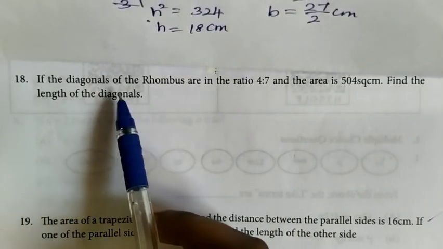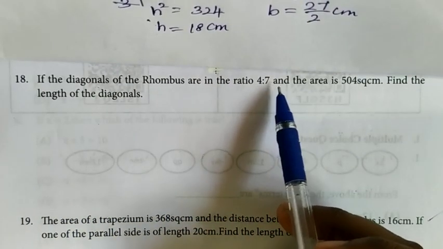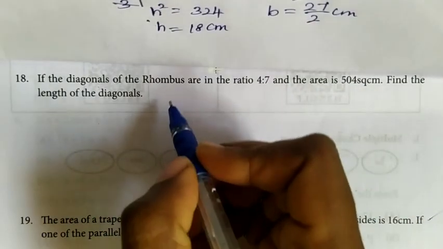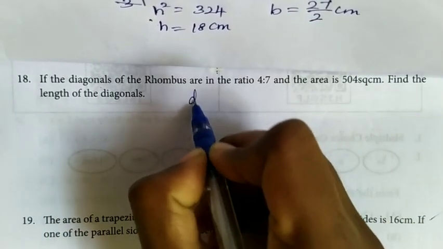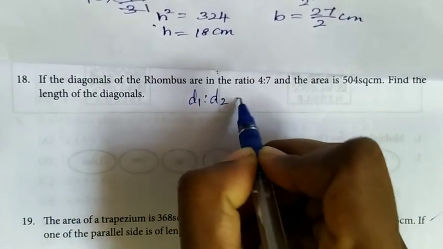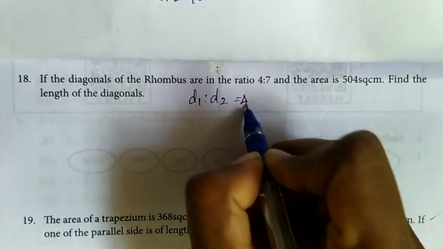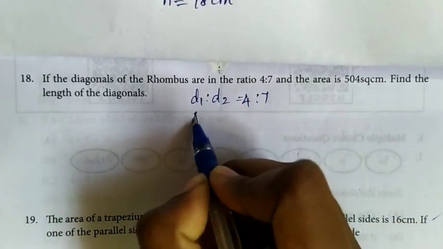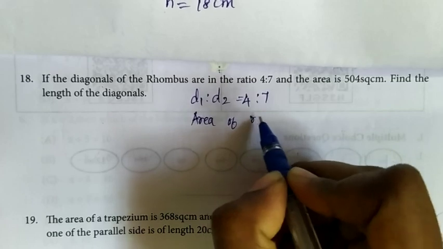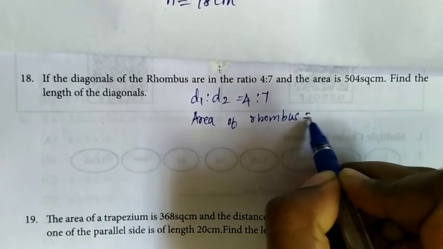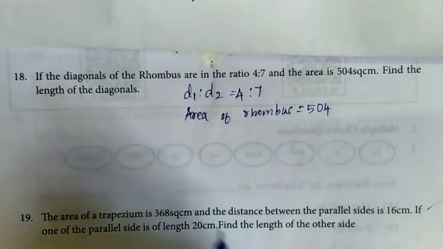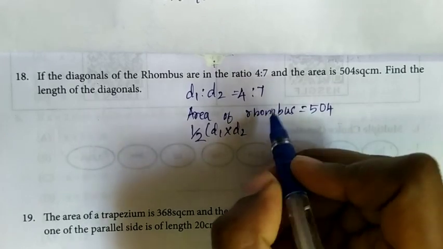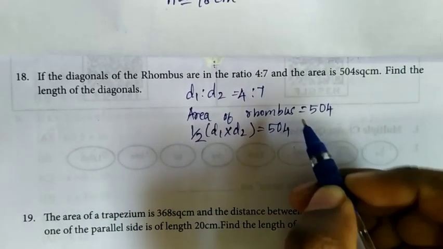18th question. If the diagonals of the rhombus are in the ratio 4:7 and the area is 504 square centimeter, find the length of the diagonals. They given the ratio of diagonals D1 and D2 is 4:7 and they given the area of rhombus is 504 square centimeter. So we know the formula, half into d1 into d2 is equal to 504.